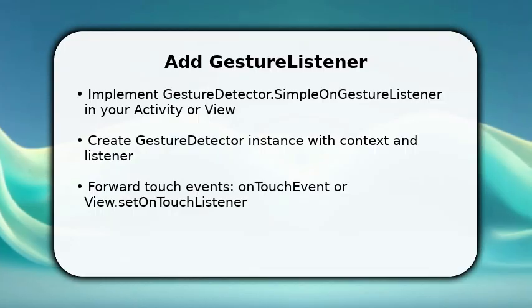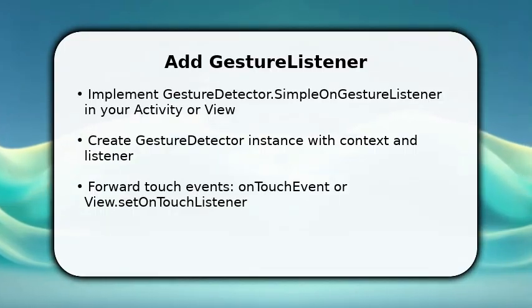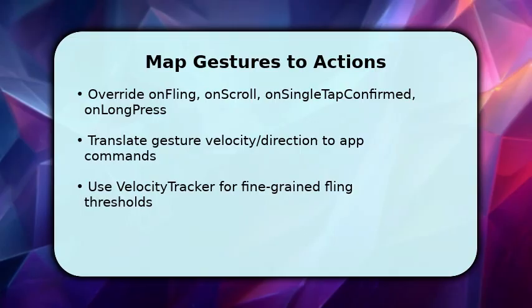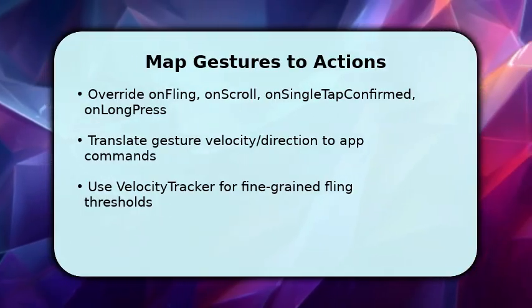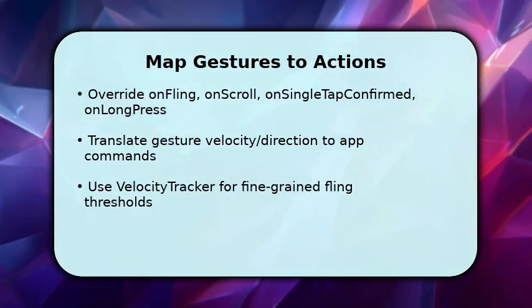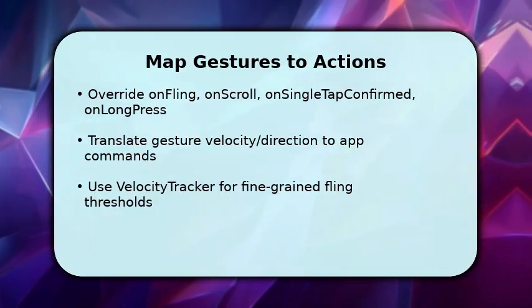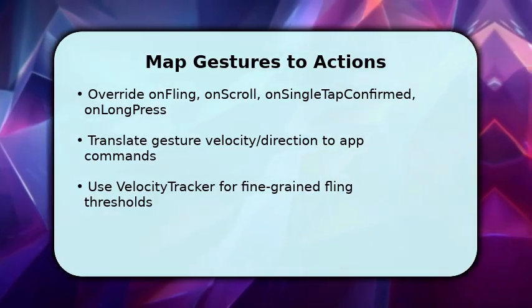Now connect gestures to app behavior by overriding key callbacks. Override onFling and check velocity and direction to decide swipe actions. Use onScroll for dragging logic, and onSingleTapConfirmed for taps that avoid double tap conflicts.